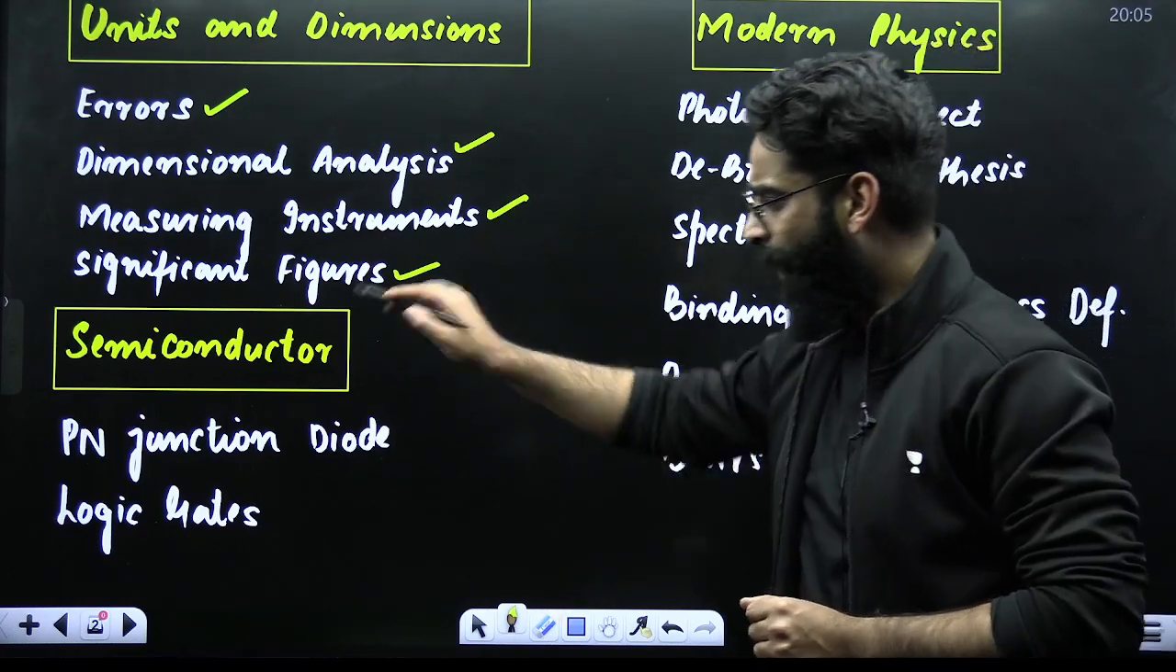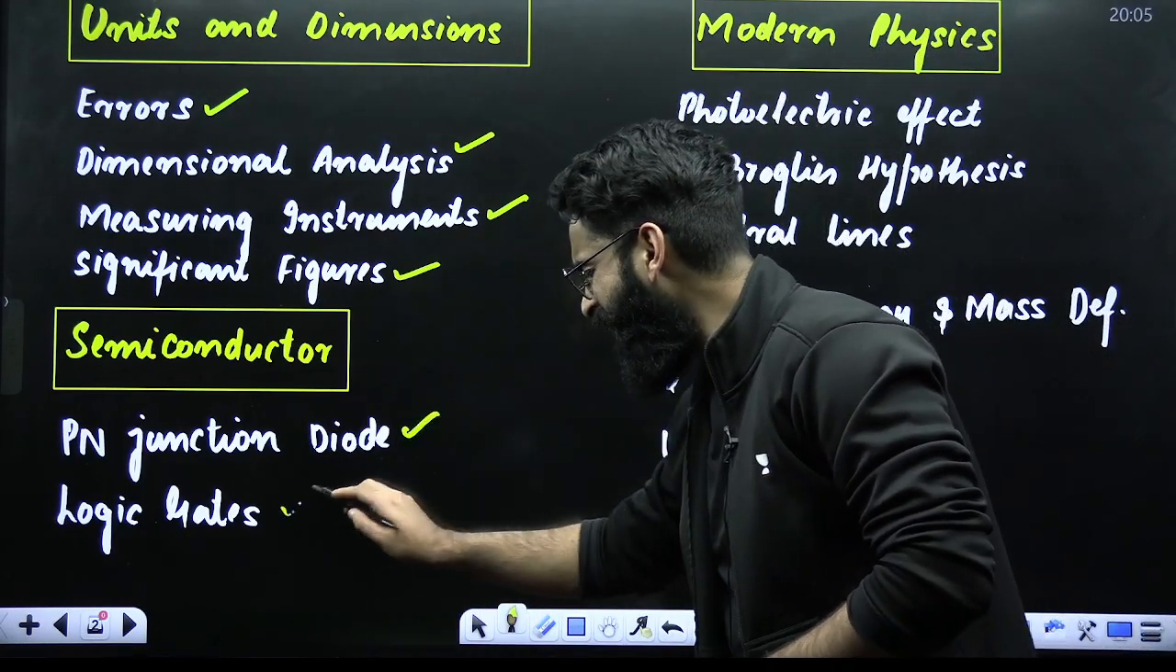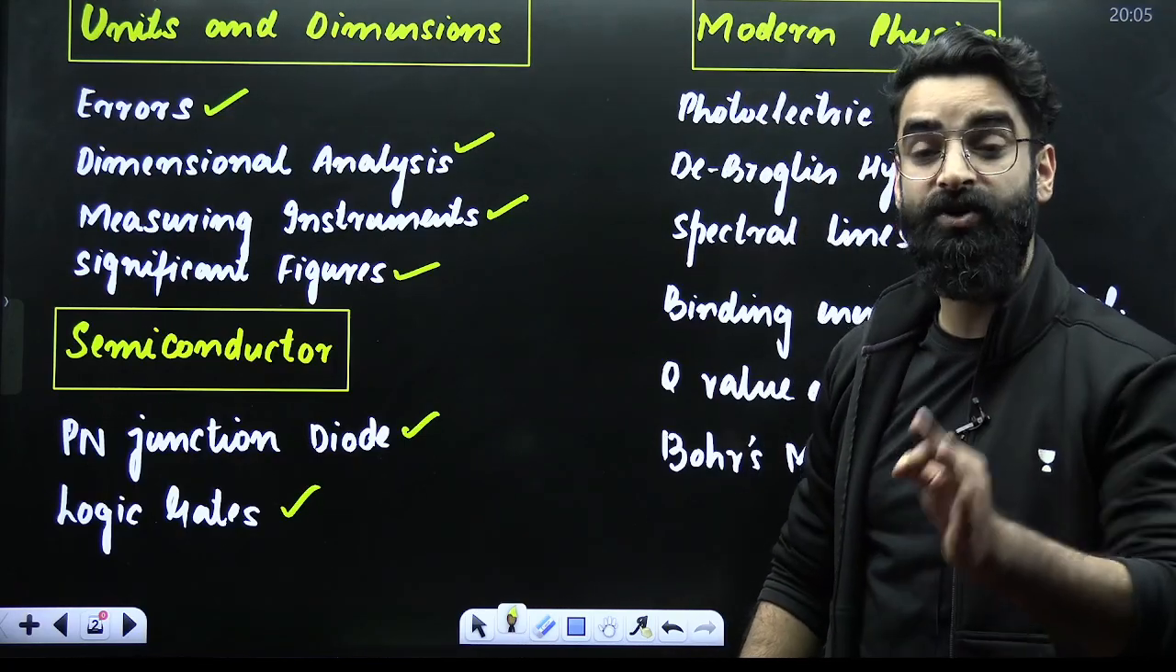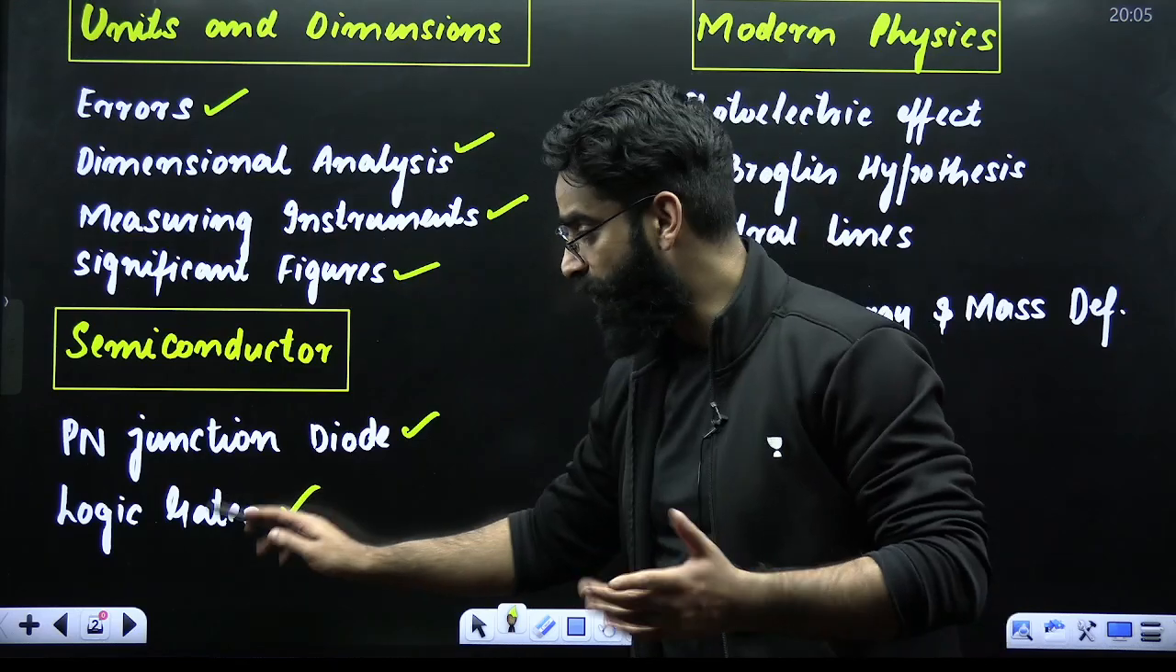When it comes to the chapter semiconductor, these are the two frequently asked topics which you cannot miss at all. It involves your PN junction diode as well as your logic gates.